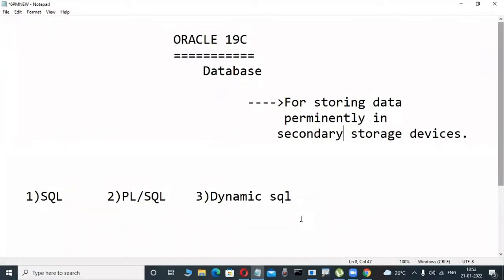ETL developers always need subqueries, joins, materialized views, indexes, partitions, some concepts. OLAP features like rank, dense rank, lag and lead, some analytical functions, some knowledge is required. And PL/SQL stored procedures.